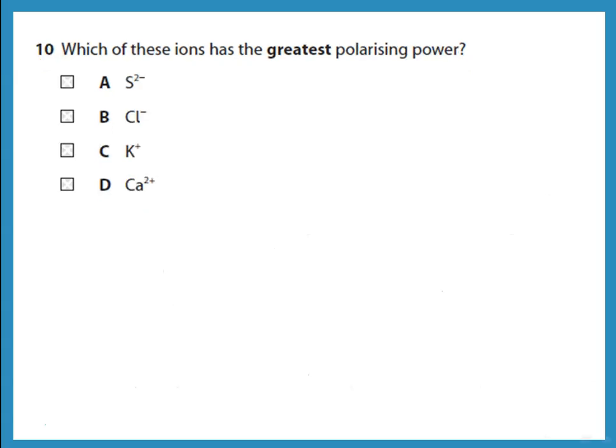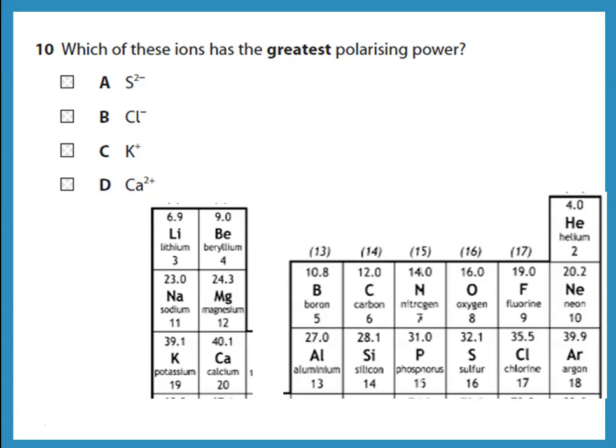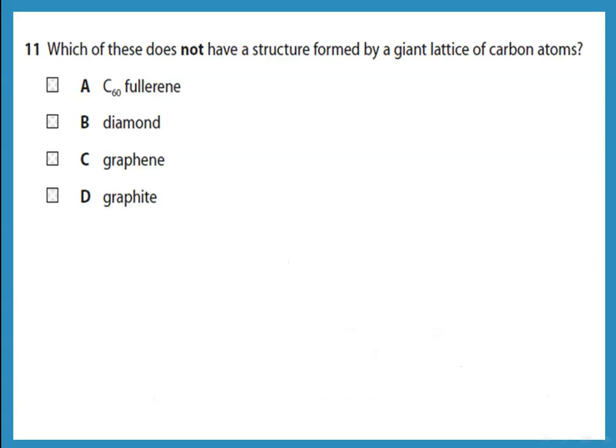Which one of these ions has the greatest polarizing power? Now remember, polarizing power means I am looking at something that is positively charged, not negatively charged. The negative charge is the one that is polarized, but the one that polarizes it is the positive charge. And to have higher polarizing power, it should have more positive charges. So the one that has higher positive charges is the one that has greater polarizing power.